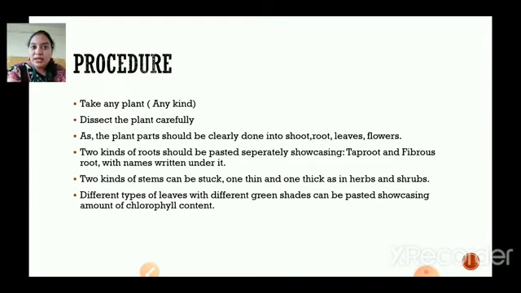I said you to take two kinds of plants. Why? Because you can showcase the slender stem and the more slender stem, that is the herbs and the shrubs. And for the roots also, if it is available, you can take two kinds of roots, that is fibrous and taproot, or any one is also fine.